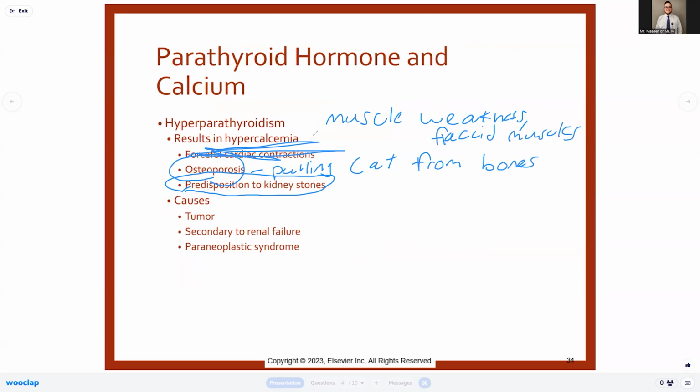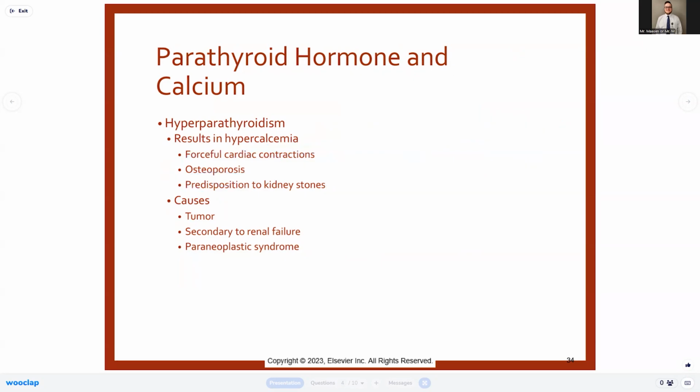Think hypercalcemia, think decreased excitability in the muscle. That's what you want to think of. Again, could be from a tumor, could be some kind of neoplastic syndrome, cancer of the blood or cancer of the bone marrow. Possibly to come from renal failure, but it's a more rare condition because usually with this kind of stuff, you're going to think tumor.